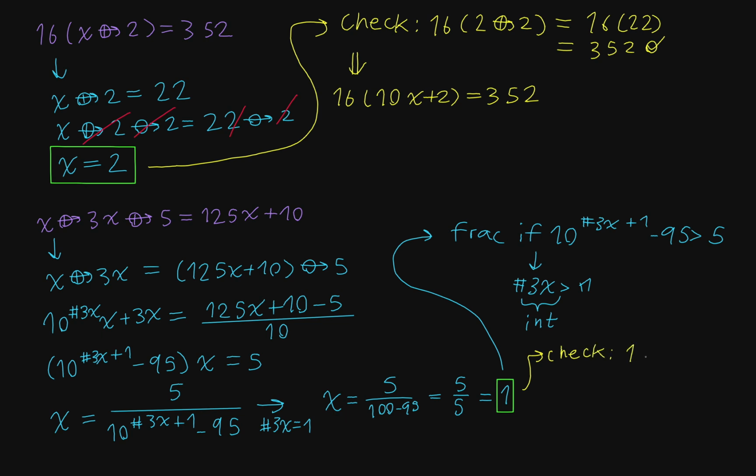So if we have 1 concat with 3 times 1 concat with 5, this should be equal to 125 times 1 plus 10, right? So first we're going to get 13 concat 5 is equal to 135, and then of course we're just going to get 135 is equal to 135, and so this is a correct solution.